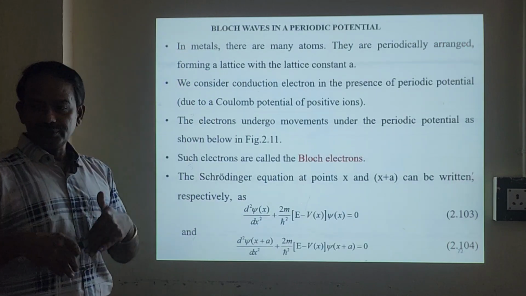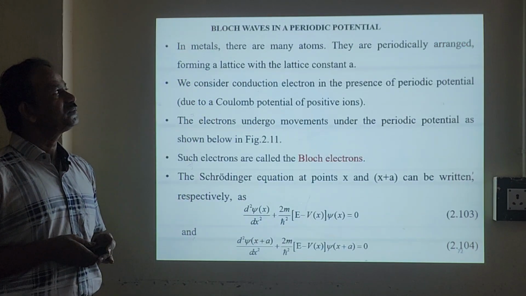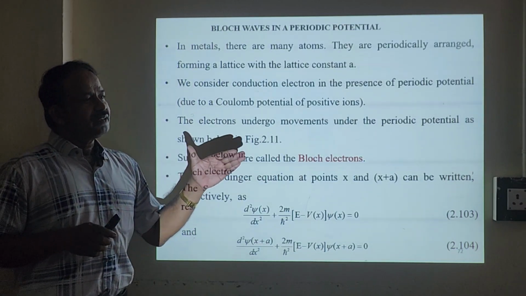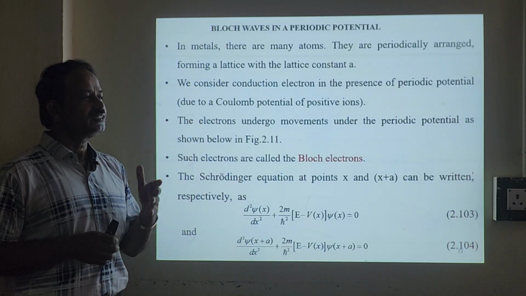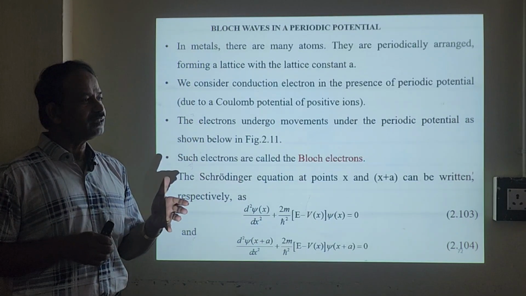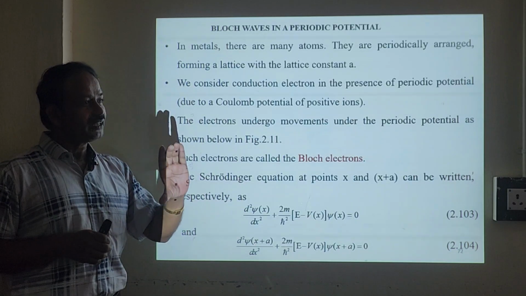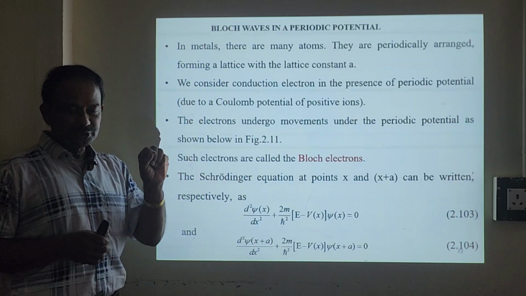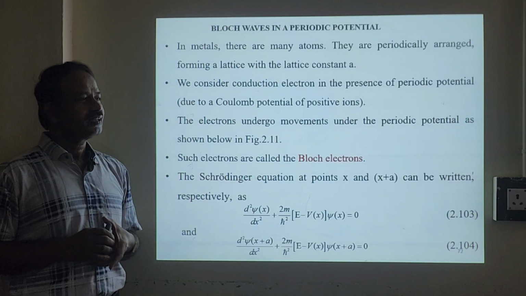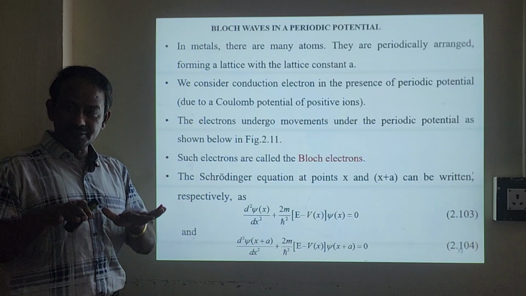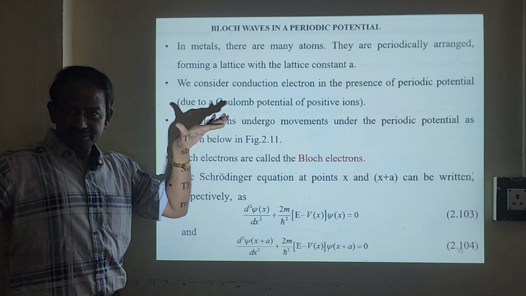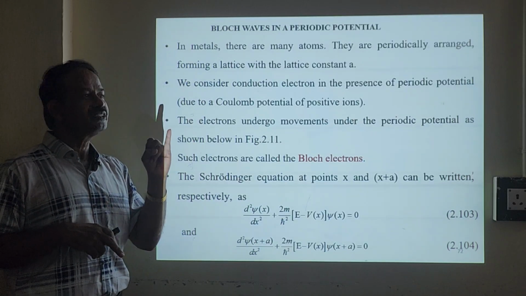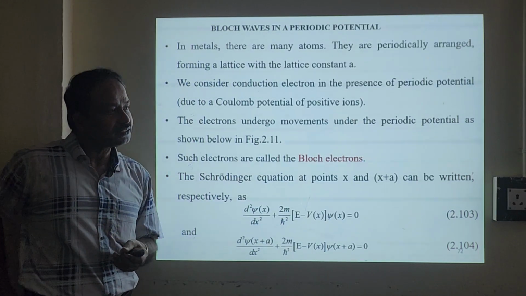Now we are going to come to the next section, Bloch waves in a periodic potential. So far we discussed three models: infinite quantum well, finite quantum well, and barrier potential problem. In all three problems, we considered the potential to be constant, where V0 equals 0 or V0 equals the maximum value, constant. In all three cases, we considered two ideas: one is the potential is 0, and the other is the potential is constant.